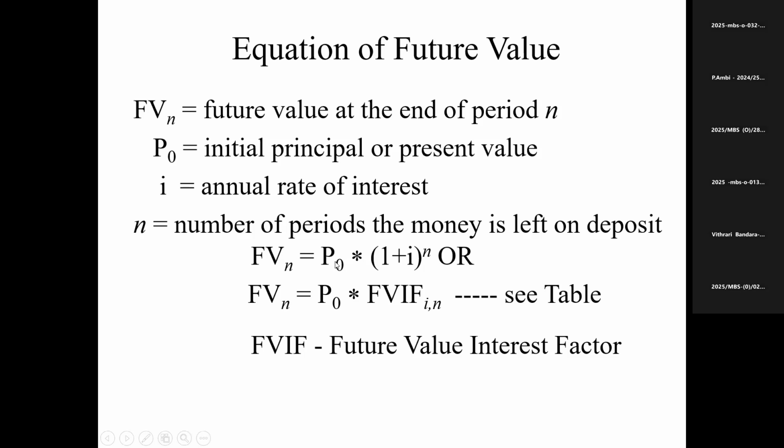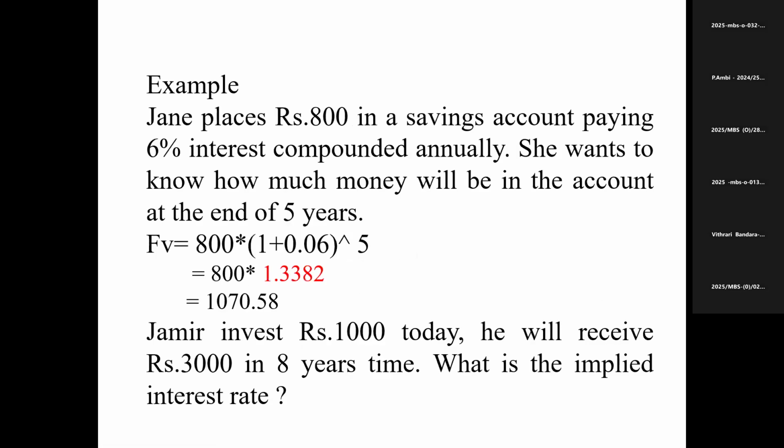interest plus principal goes to the next year's compounding. So the interest is added to the compounded value, and the principal including the interest is continuously deposited over time. That is called compound interest. In this case, Jane places 800 rupees in a savings account at 6% interest compounded annually, and she wants to know how much money will be in the account at the end of 5 years.